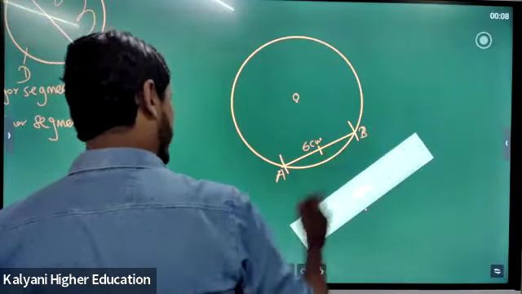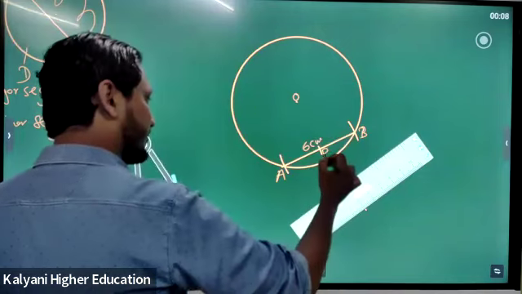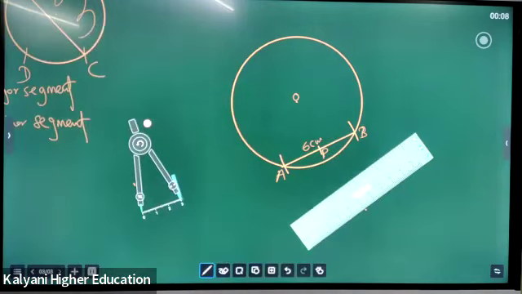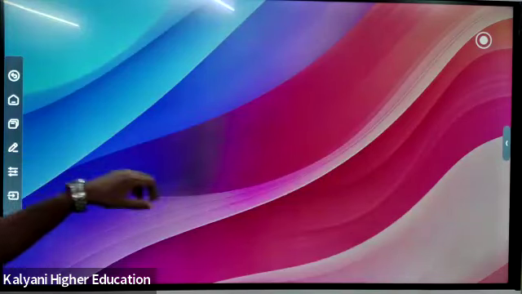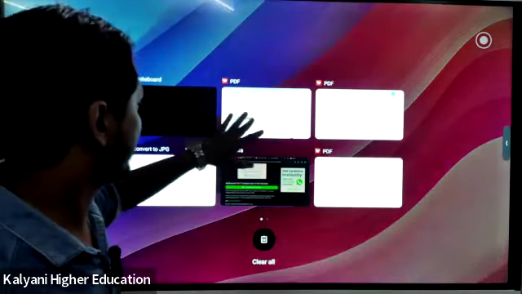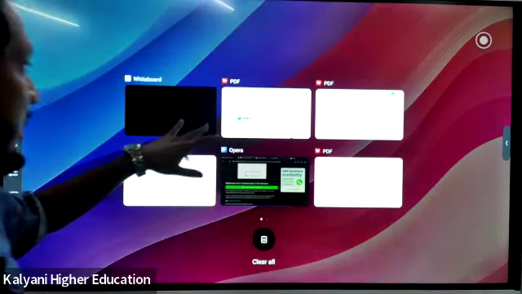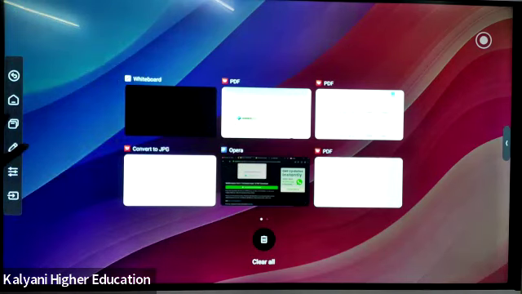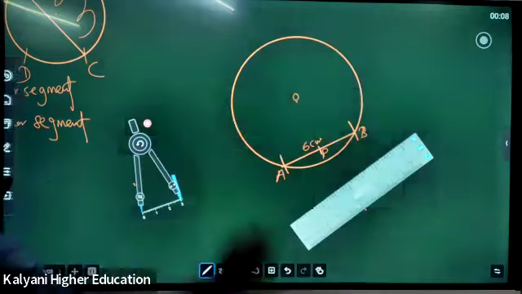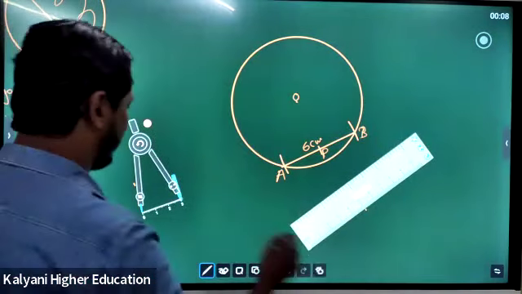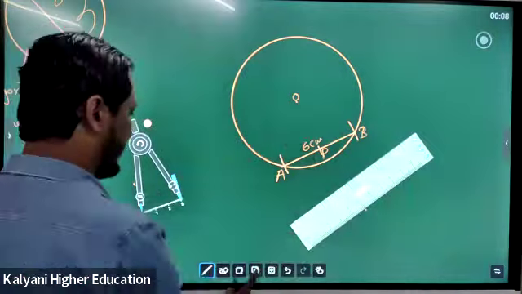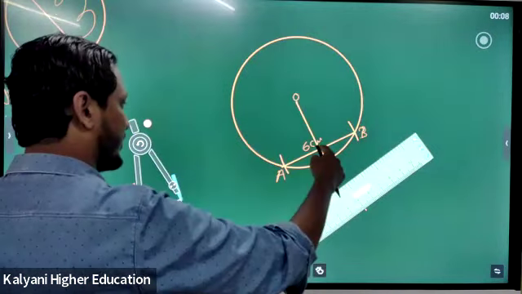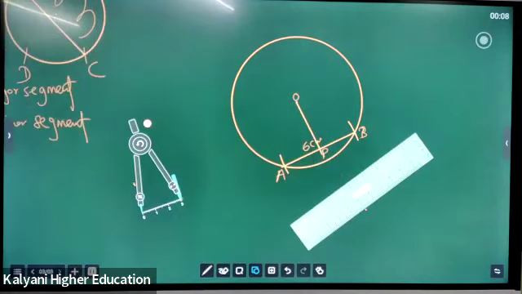Now this one they said mark as P. Name the midpoint of AB as P and join OP. Join OP. OP means from where to where? Center to P. OP join. And what do they ask next?